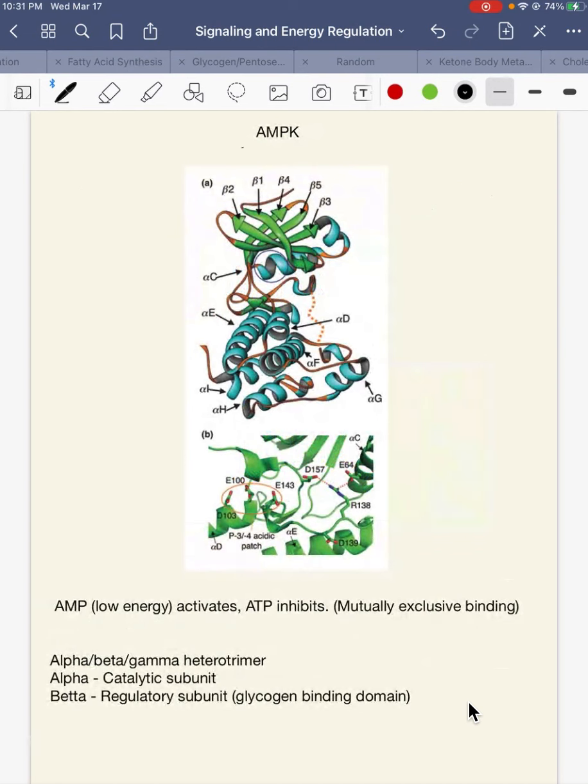Okay, this is a different protein, completely different. It's called AMPK. We already talked about this, so this is a master regulator. It's called AMP kinase, pretty much. It's activated by AMP, which comes in low energy. And it's inhibited by ATP, and they're mutually exclusive, so you can't have both binding. It's either inhibited or activated. We have an alpha beta gamma heterotrimer. So hetero just means they're different, trimer just means 3 subunits. The alpha subunit is the catalytic subunit, beta subunit is the regulatory subunit.